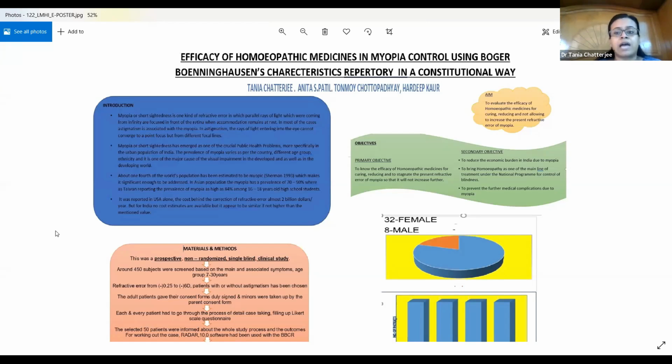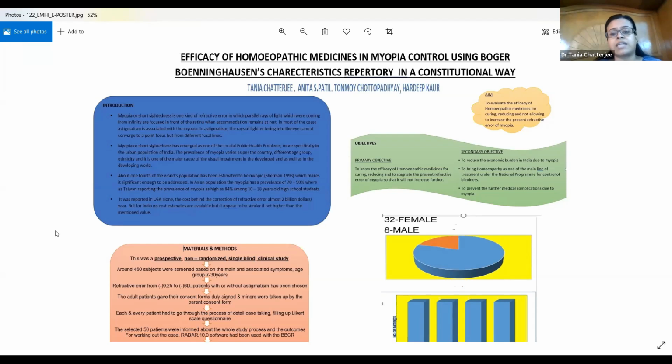So the aim of my study was to evaluate the efficacy of homeopathic medicines for curing, reducing, and not allowing an increase in the present refractive error of myopia. The primary objective was to know the efficacy of homeopathic medicines for curing, reducing, and not increasing it further, whatever the present refractive error the person is suffering from.